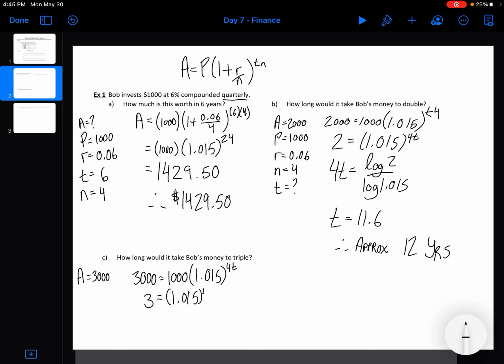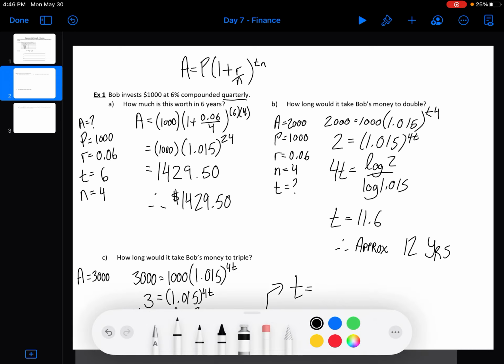And then we're going to do the same steps in our calculator. 4t equals the log of 3 over the log of 1.015. Now I'm going to run out of space here, so I'm just going to move over here and say that t is equal to, we're going to do that same stuff, the log of 3 divided by the log of 1.015. And then this time we're dividing that by 4, and we should get around 18 years.